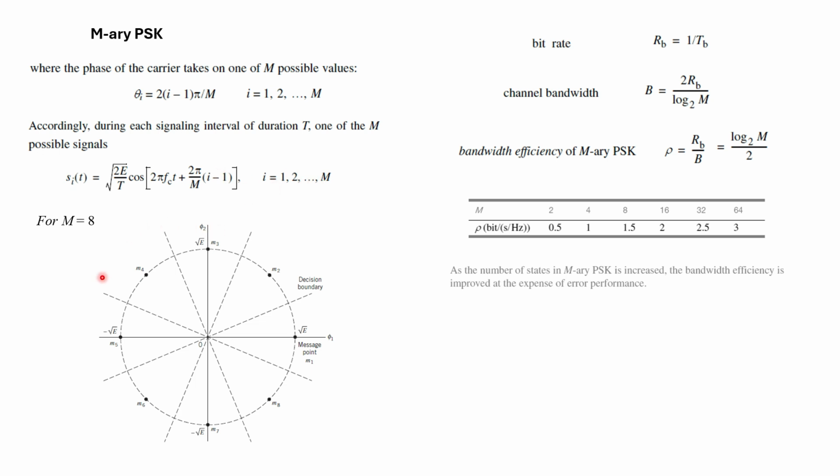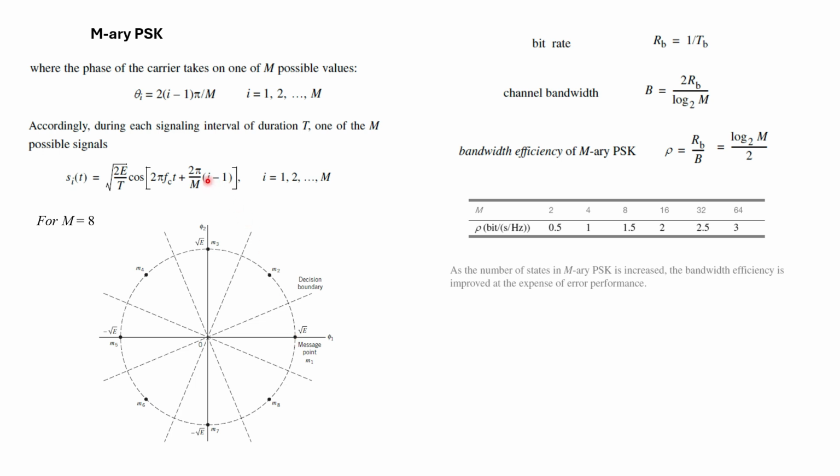For example, here we have considered the value of M, that is the number of possible phase values to be transmitted, as 8. Therefore, on substituting M equal to 8 here, 2 pi by 8 is nothing but pi by 4. Therefore, substitute i from 1 to 8 and you will get the phases like this. First one is for i equal to 1. Here i is 1, 1 minus 1 is 0. So pi by 4 into 0 is 0. Here is the first message point.